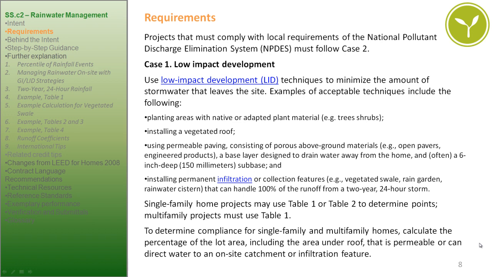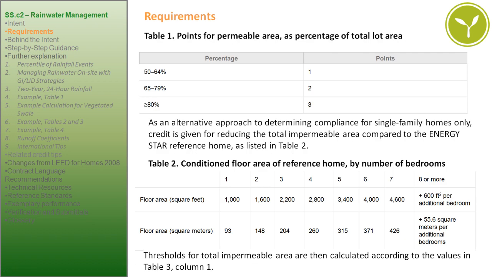Single-family home projects may use Table 1 or Table 2 to determine points. Multi-family projects must use Table 1. To determine compliance for single-family and multi-family homes, calculate the percentage of the lot area, including the area under roof, that is permeable or can direct water to an on-site catchment or infiltration feature. Table 1. Points for permeable area as percentage of total lot area. 50 to 64% is 1 point, 65 to 79% is 2 points, and more than 80% is 3 points.